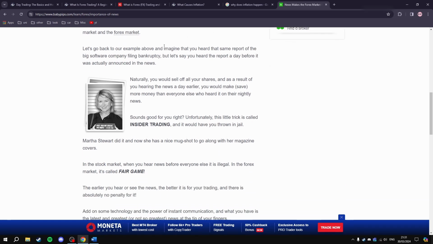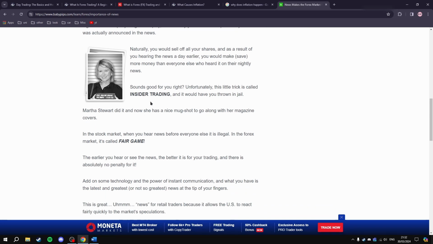Let's go back to our examples above. I imagine that you heard the same report of the big software company filing bankruptcy, but let's say that you heard the report a day before it was actually announced in the news. Naturally, you would sell off all your shares, and as a result of hearing the news a day earlier, you would save more money than everyone else who heard it on their nightly news. Sounds good for you, right? Unfortunately, this little trick is called insider trading, and it would have you thrown in jail.